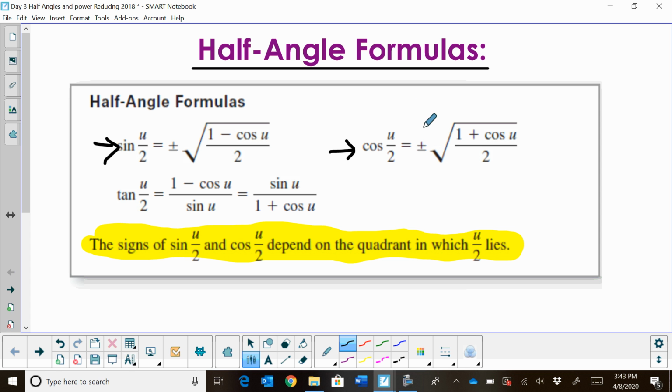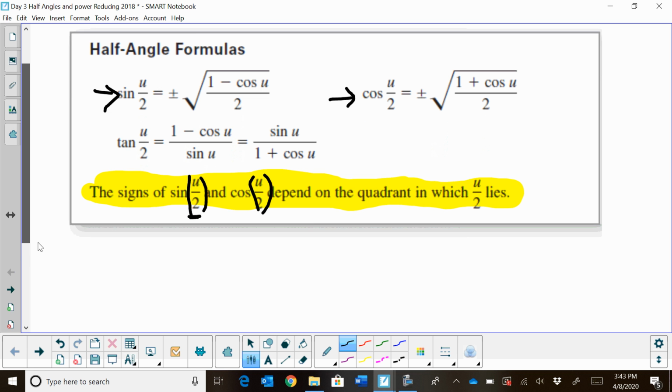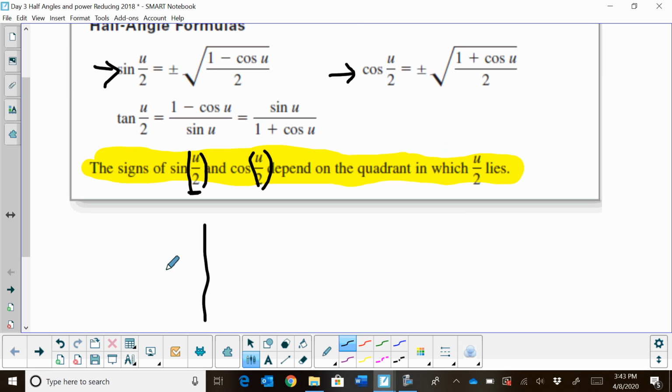Now, how do you know whether to evaluate as a positive or negative? Well, it depends on where the original angle falls. Wherever the sine or the cosine of the original angle falls, that tells us our signs. So let's go over those signs very quickly.